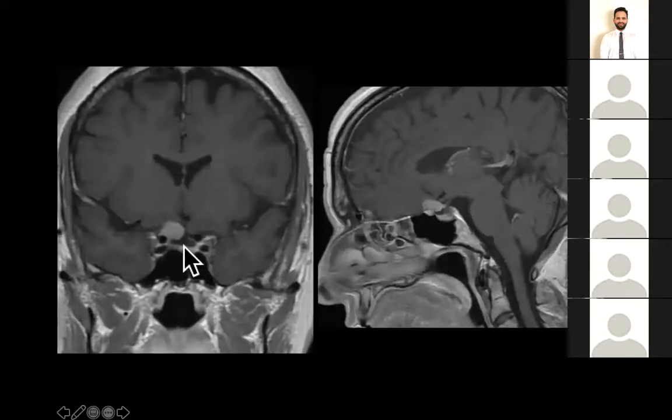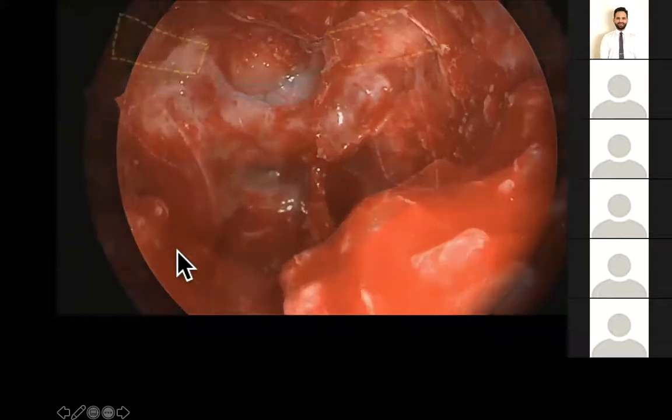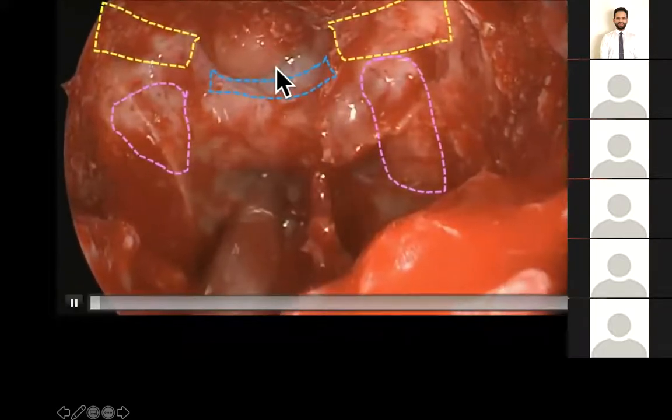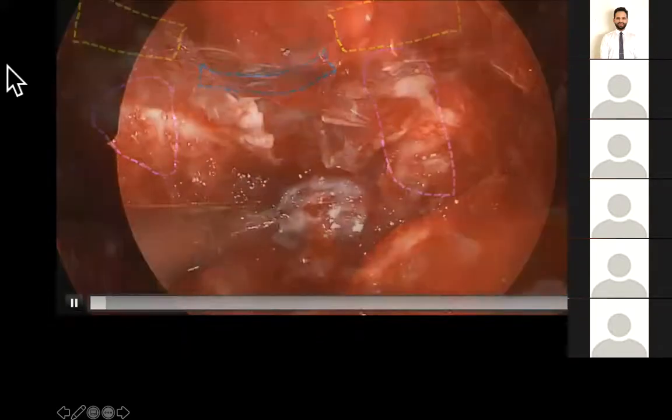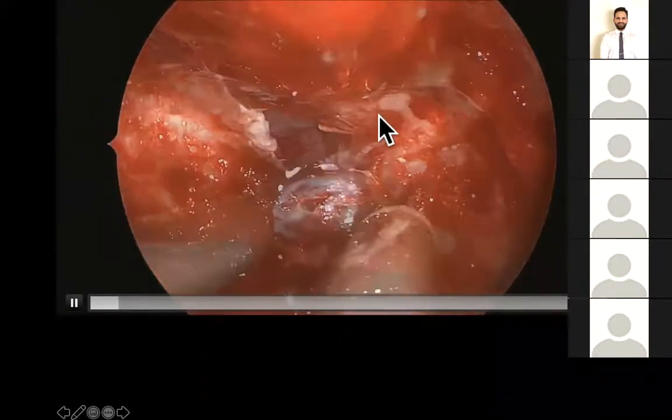So this is another example, a small growing tumor, patient with normal vision, just to illustrate the anatomy. And a tumor that is growing towards the nose as well. So this is the optic chiasm, the optic nerve prominences.